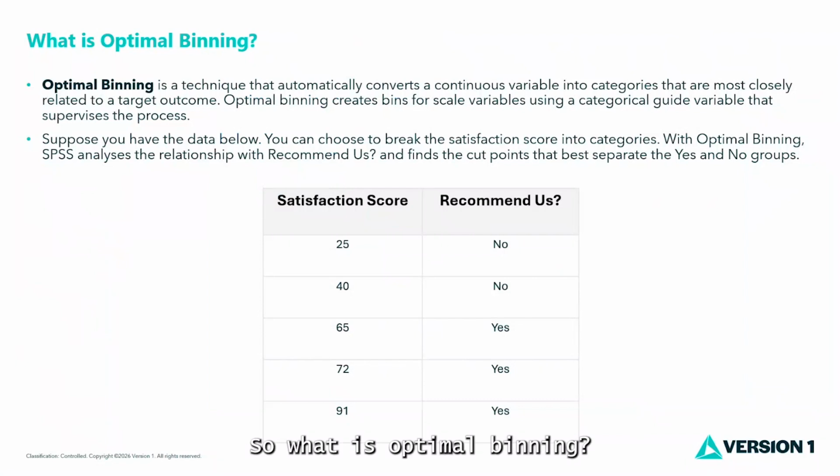So what is optimal binning? Well, it's a technique that automatically converts a continuous variable into categories that are closely related to a target outcome. So it will create bins for scale variables using a categorical guide.